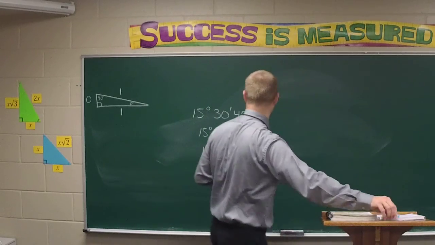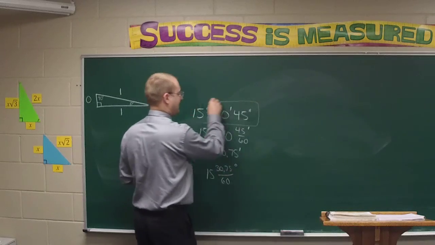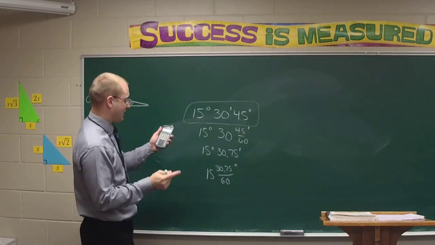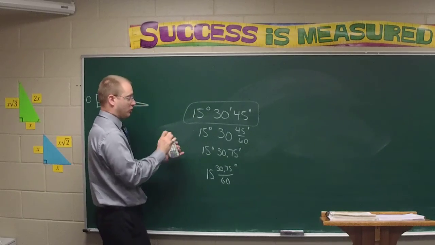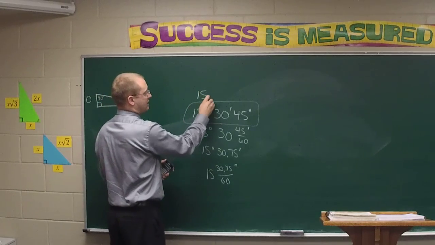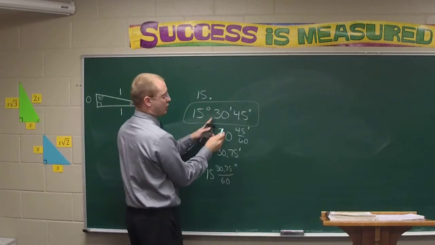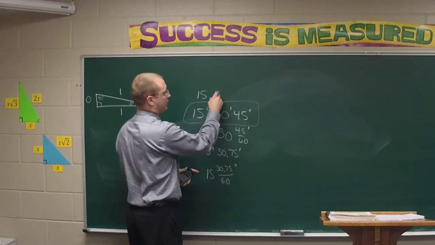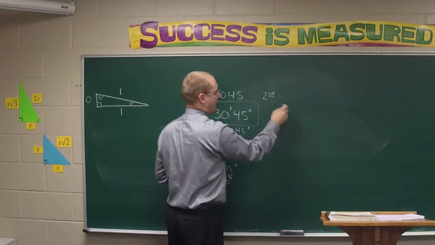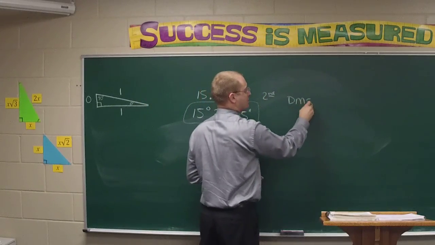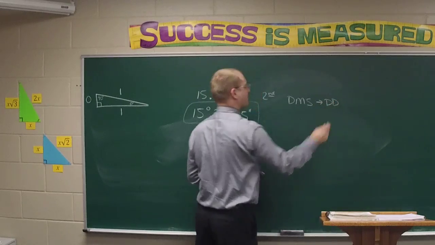So let's take this same thing here, and let's enter it degrees, minutes, seconds to DD. How you're actually going to enter it on the calculator is your degree symbol becomes a dot. 15 dot, and you're going to enter these digits just straight as they come: 3, 0, 4, 5. Then you're going to use the second function on the calculator to go from these degrees, minutes, seconds into decimal degrees.